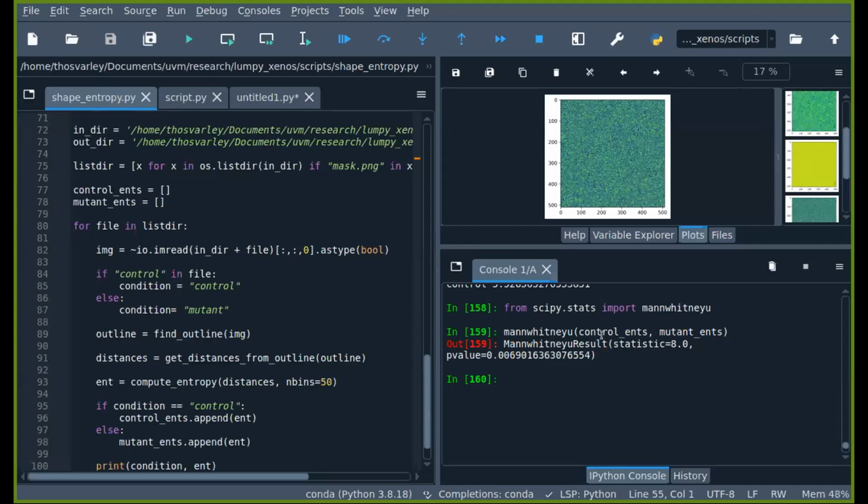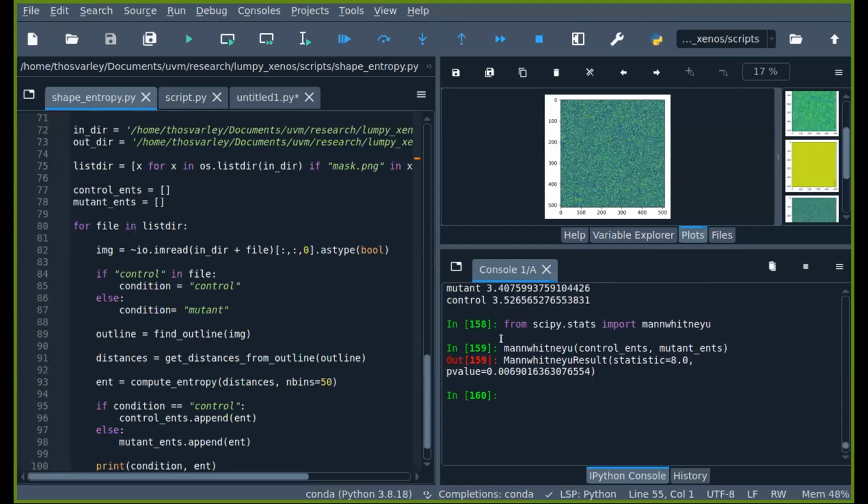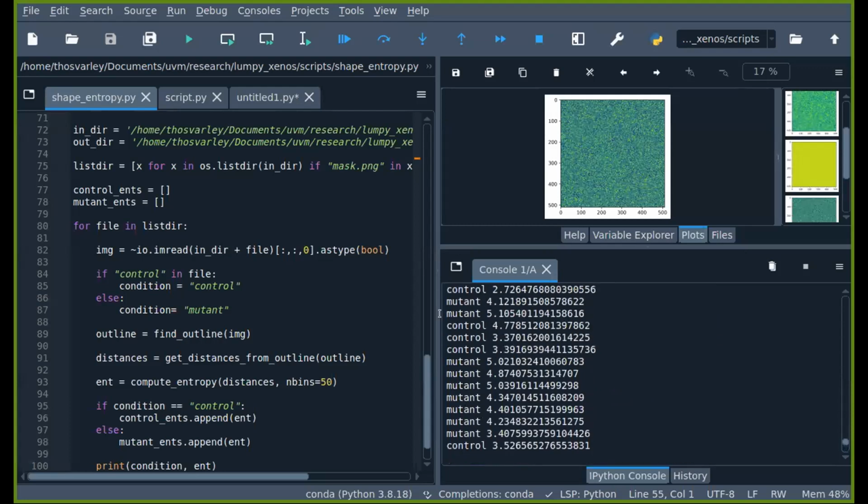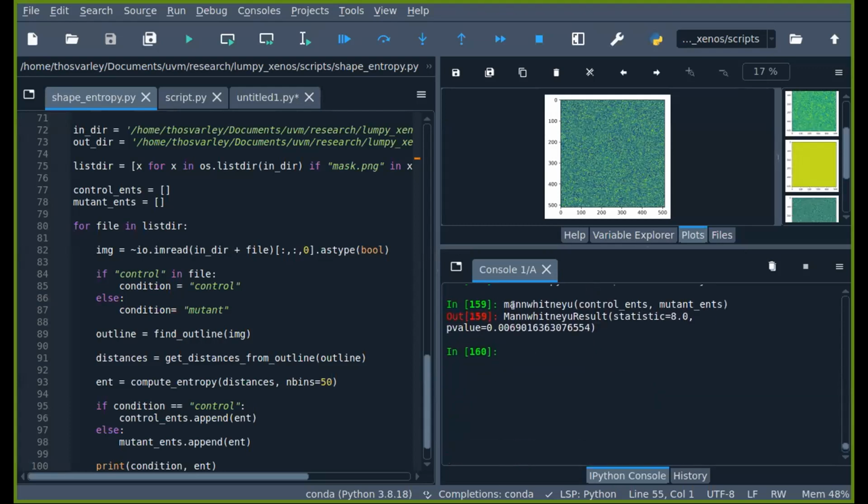And then just this morning, I ran all of the data that Pi sent me through a pipeline, and we have control shape entropies and mutant shape entropies. You pipe those into a statistical significance test and you get a p-value of 0.00069, less than 0.05. It must be true, ordained by God. And that's sort of what I've got in terms of results.